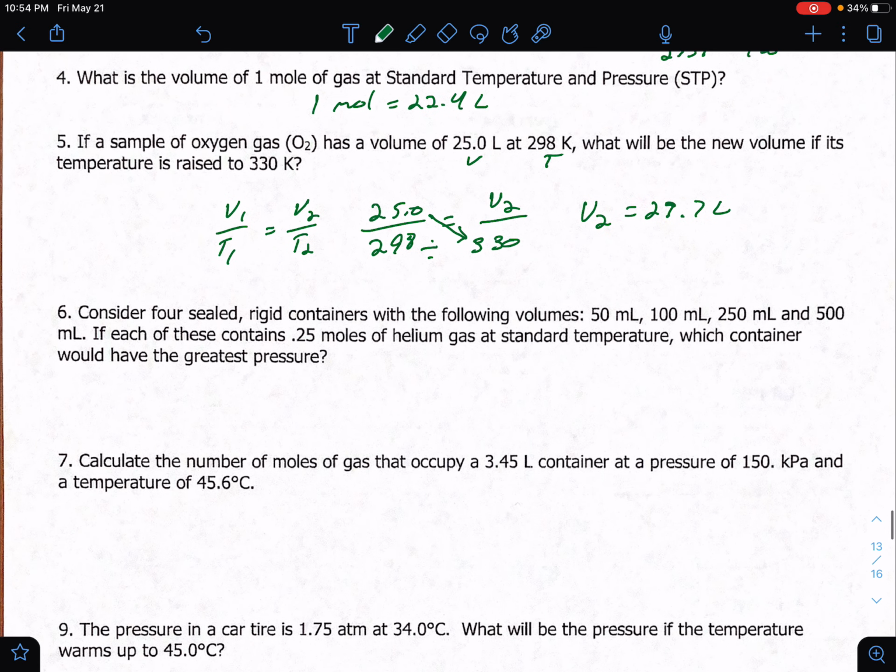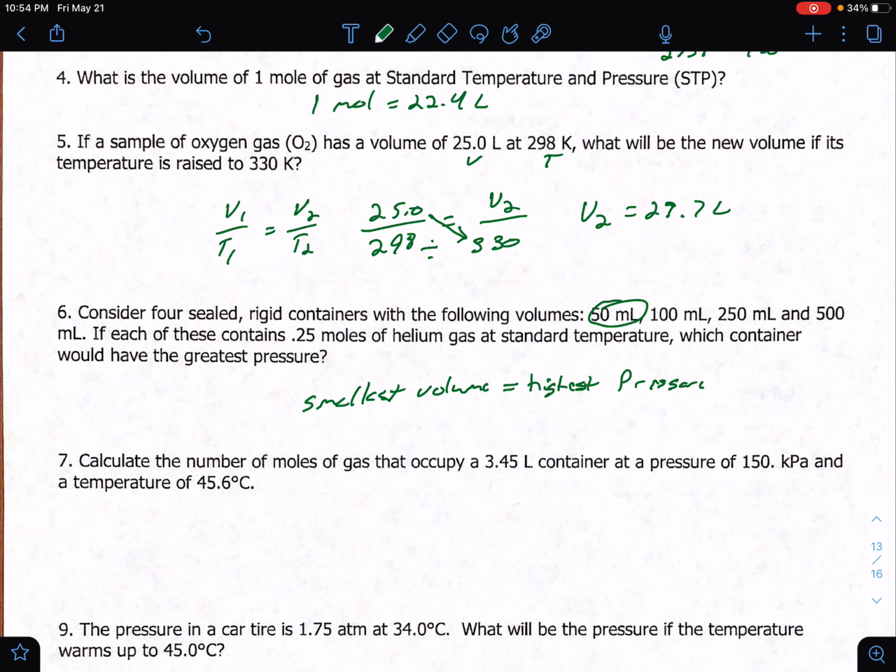Okay, consider 4 sealed rigid containers with the following volumes: 50 milliliters, 100 milliliters, 250 milliliters, and 500 milliliters. If each of these contains 0.25 moles of helium gas at a standard temperature, which container would have the highest pressure? So all containers have the same amount of gas in it. So the highest pressure is going to be in the smallest container. Smallest volume equals highest pressure, so that should make sense. The smaller the container is, the more pressure it's going to exert. So my 50 milliliter container is going to have the most pressure.